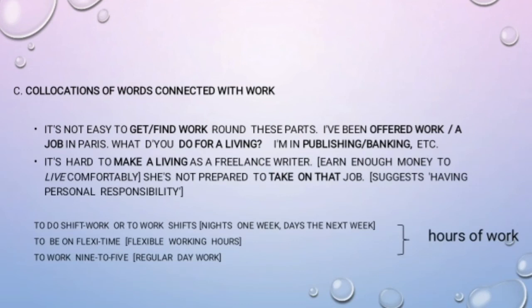Next, there are collocations of words connected with work. It's not easy to get or find work around this part. I've been offered work or a job in Paris. What did you do for a living? I'm in publishing or banking, etc. It's hard to make a living as a freelance writer. Earn enough money to live comfortably. She's not prepared to take on that job, suggests having personal responsibility.